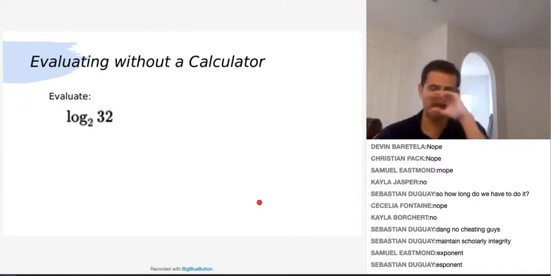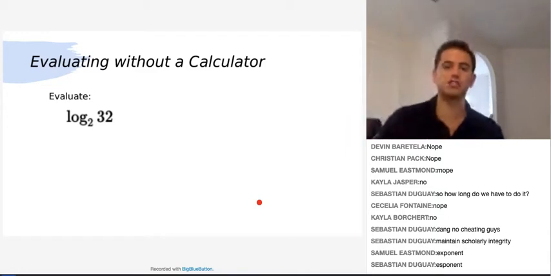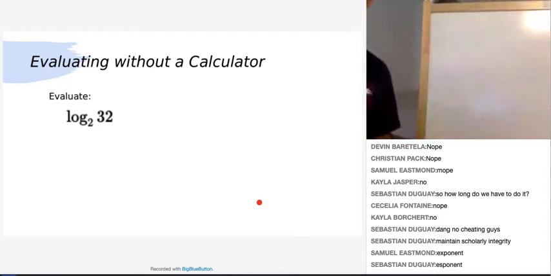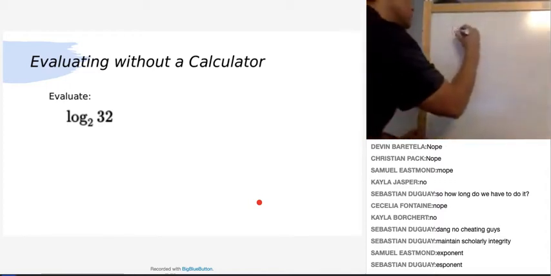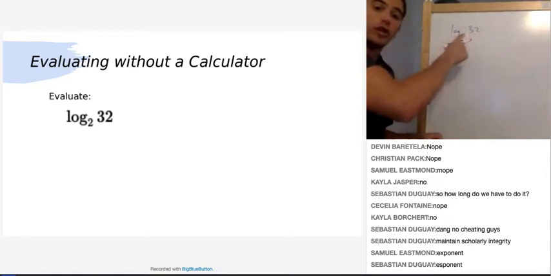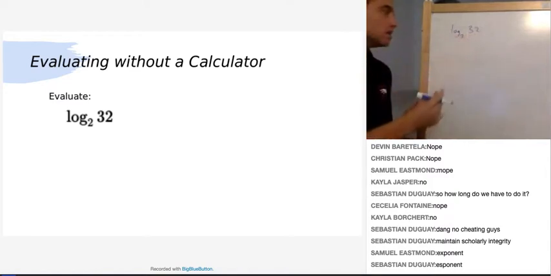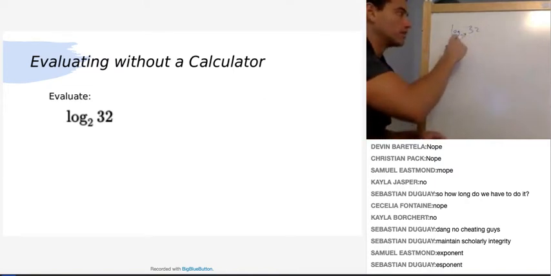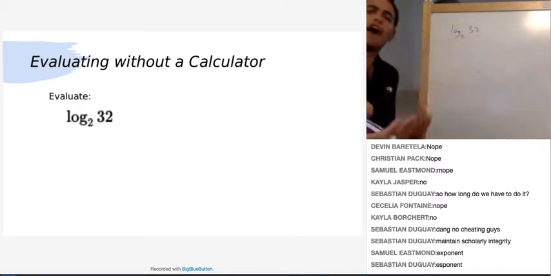All right, it says evaluating without a calculator. Let's evaluate log base 2 of 32. Let's go to the board in a second. Log base 2 of 32. All right, log base 2 of 32. Okay, so all a logarithm means is the exponent that gets you from here to here. So here you could probably just think about it and get the answer. I'm just going to write it out the long way just so I can show you something. But again, all the logarithm means is what power do I raise this to get to that, and that is my answer. Remember, evaluating means get an answer.